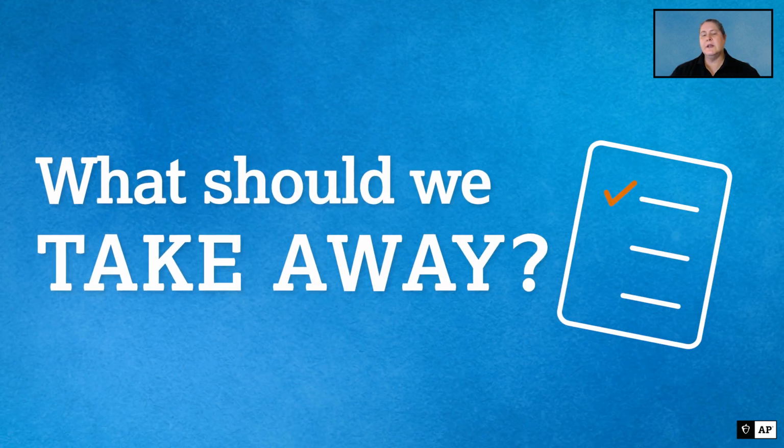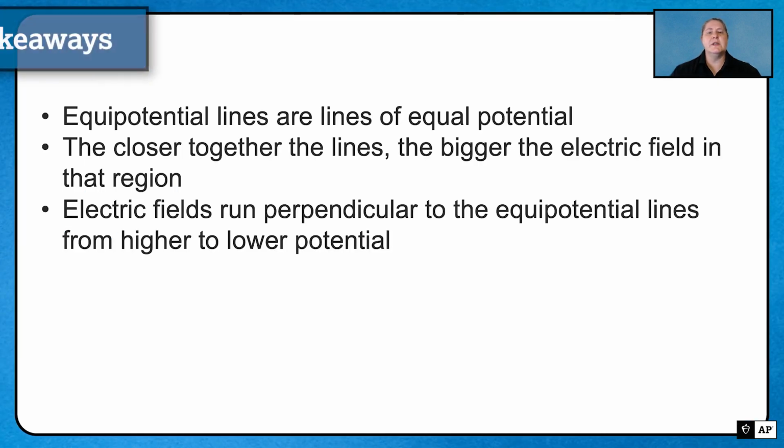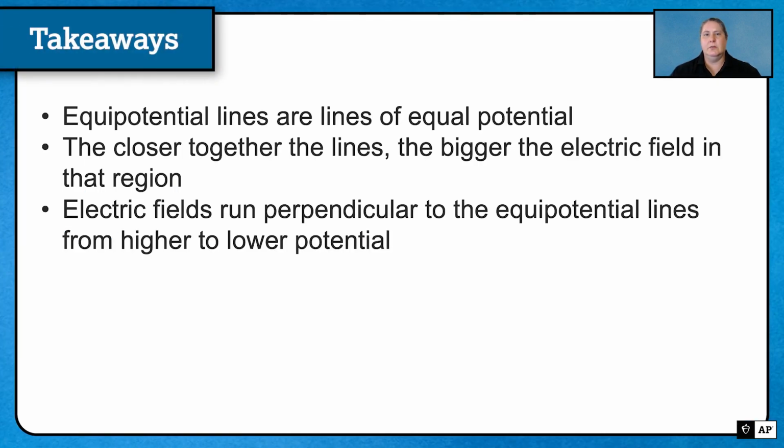So what should we take away? Equipotential lines are lines of equal potential, very similar to isobars, which are lines of constant pressure on a weather map. The closer together the lines, the bigger the electric field in that region. Very similar, if you have isobars, those pressure lines, close together, you have high winds. And electric fields run perpendicular to the equipotential lines. They will also always go from high potential to low potential.